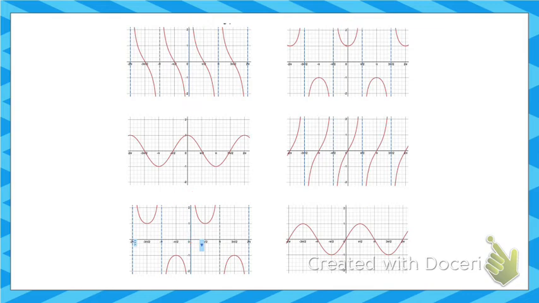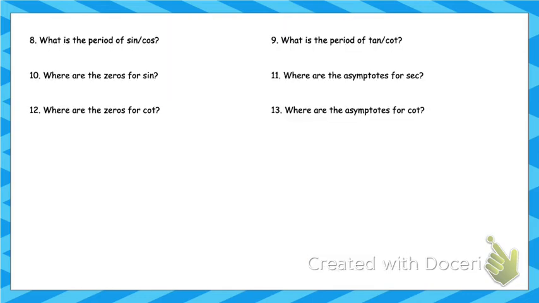All right, so the characteristics, these are a little bit harder. The period of sine and cosine is 2 pi. But the period of tangent and cotangent is pi. The period of cosecant and secant is also 2 pi. They are all 2 pi except for tangent and cotangent.